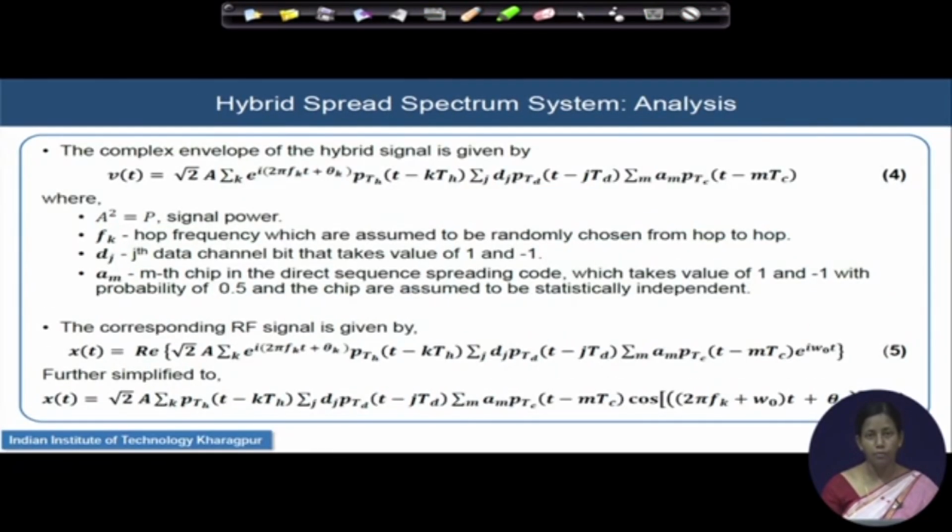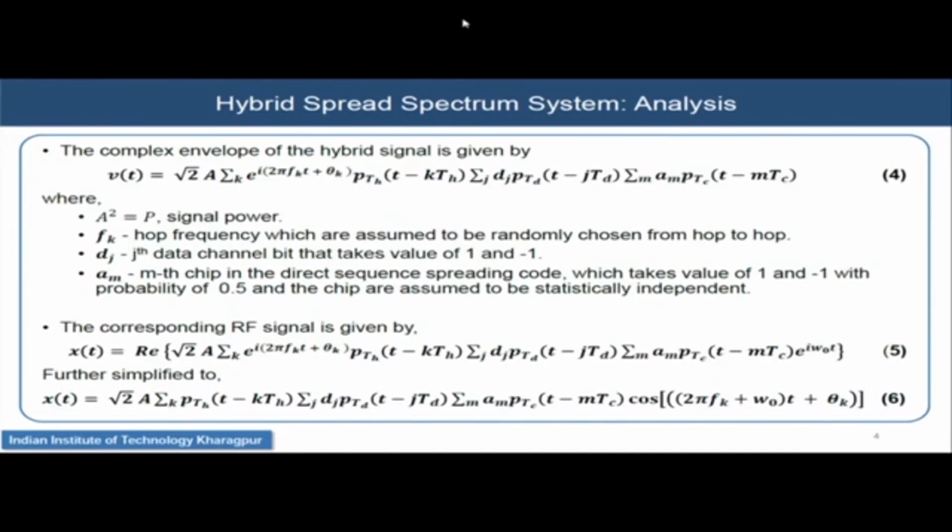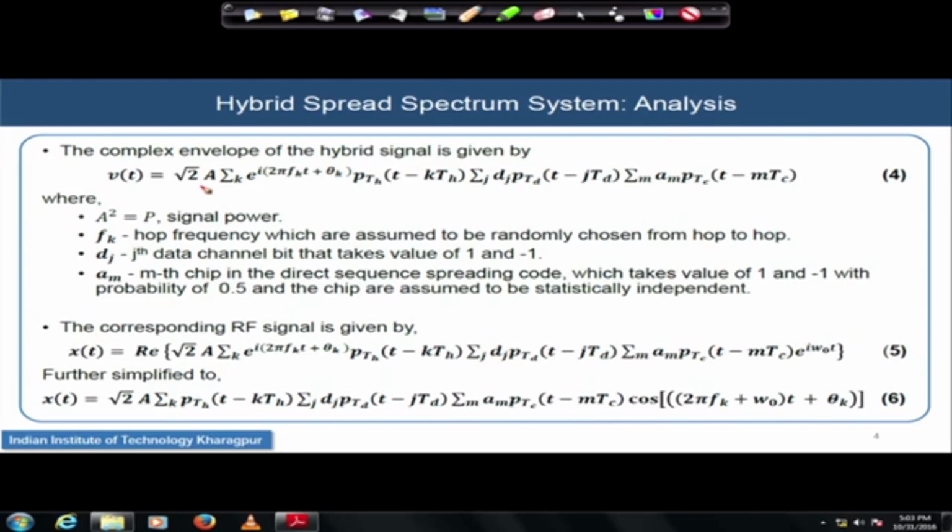Now, this is the time to look into the mathematical model of the signal. We will start again from here. A is the signal amplitude, and S square is the signal power to be transmitted. Fk as usual is the hop frequency, which we assume is randomly chosen by the PN sequence from hop to hop. Here is PN sequence number 2, which randomly generates this hopping frequency. According to PN sequence 2, the hopping frequency is determined.